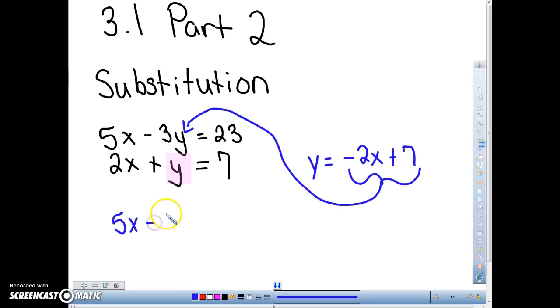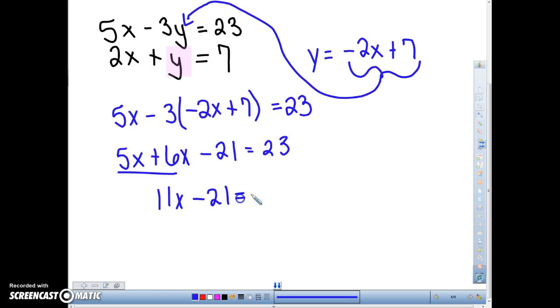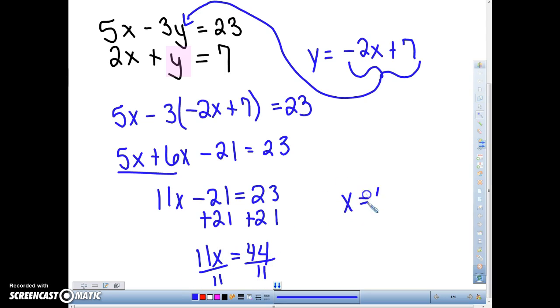So we have 5x minus 3, parenthesis, negative 2x plus 7, equals 23. So now we have all x's in our equation. So we have 5x plus 6x minus 21 equal 23. Combine our like terms, we have 11x minus 21 equal 23. Add our 21 over, and we have 11x equals 44. Divide by 11, and we have x equals 4.